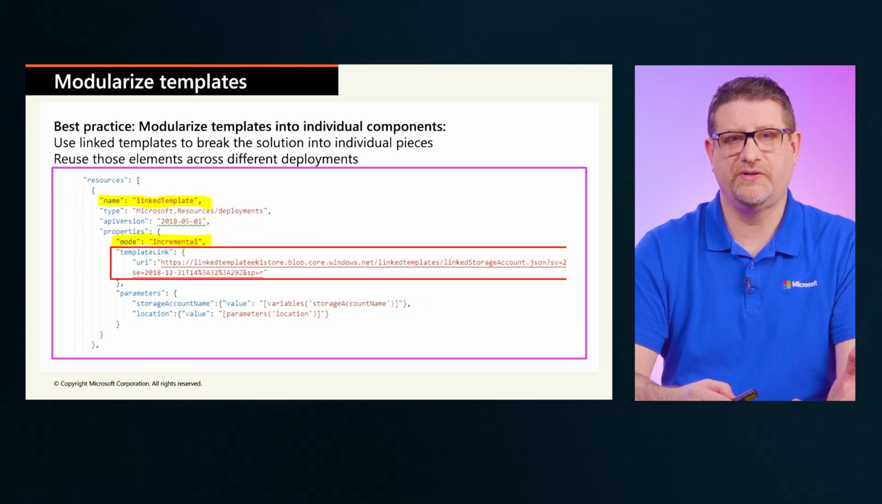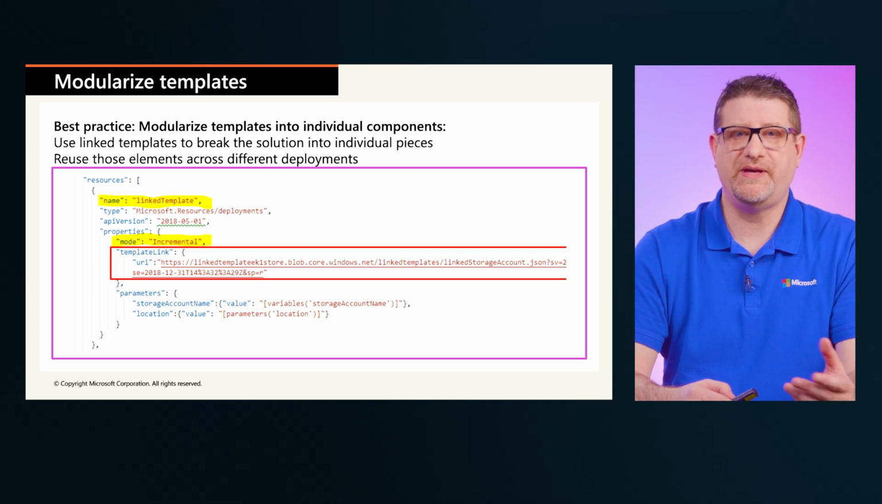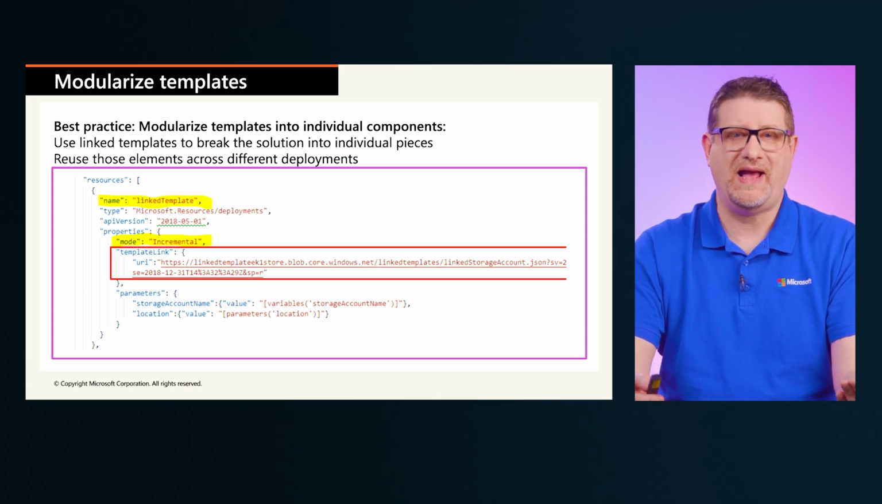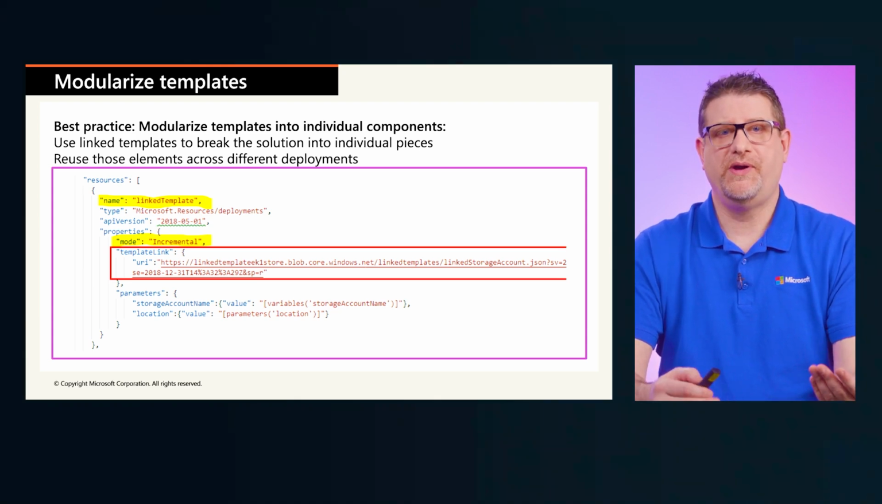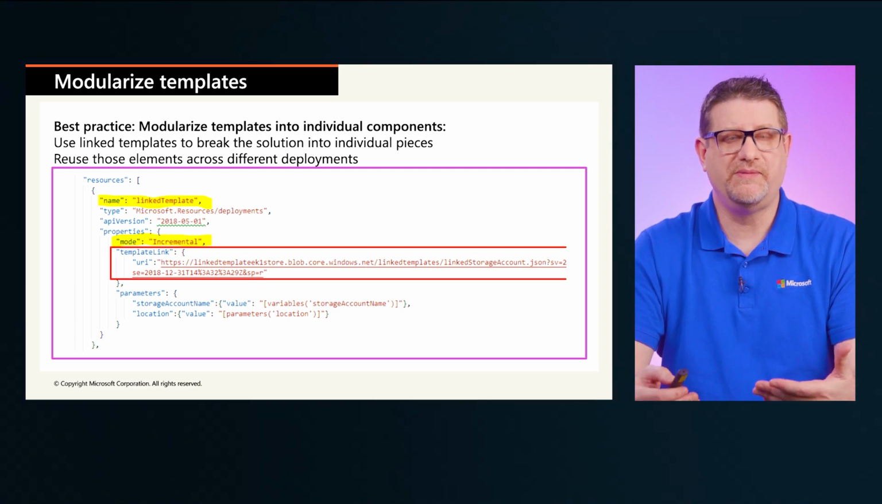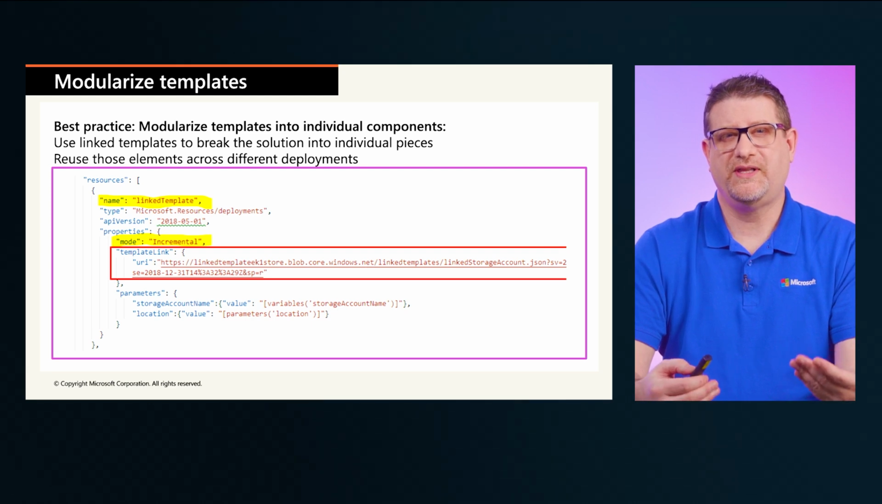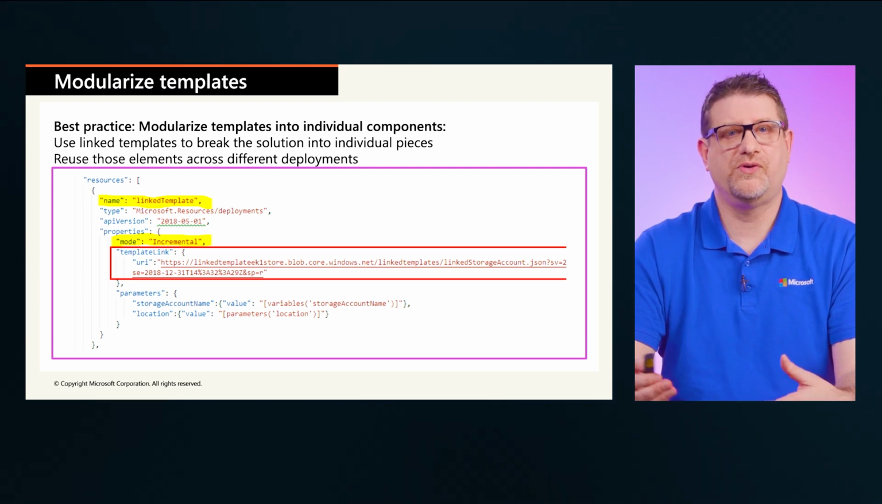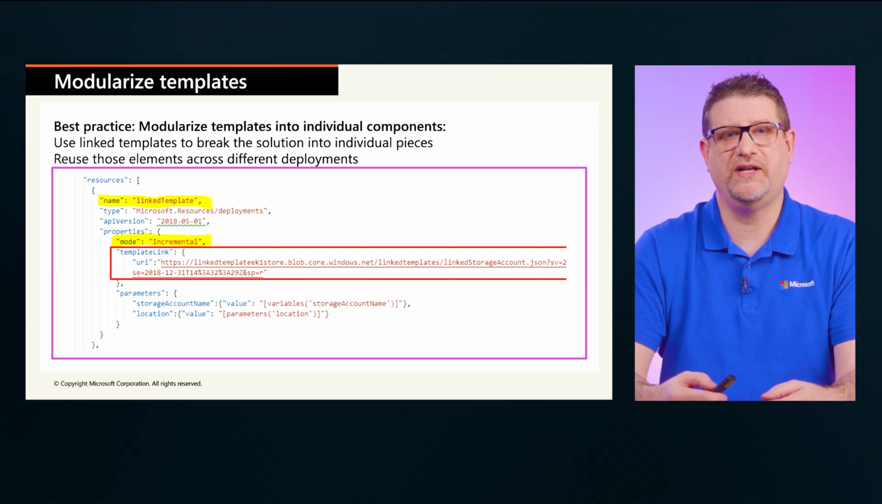When building our cloud infrastructure, modularizing our ARM templates is a best practice, and that makes our deployments more flexible and maintainable. So instead of creating one massive template for everything, we're going to break our solutions into smaller reusable pieces. And then we're going to call those linked or nested templates in another template. This approach allows us to reuse components across different projects and environments, saving time and reducing errors. For example, you may have a template for networking, another for storage, and another for compute resources. By linking these together, you can quickly assemble complex solutions and update individual parts without affecting the whole system.